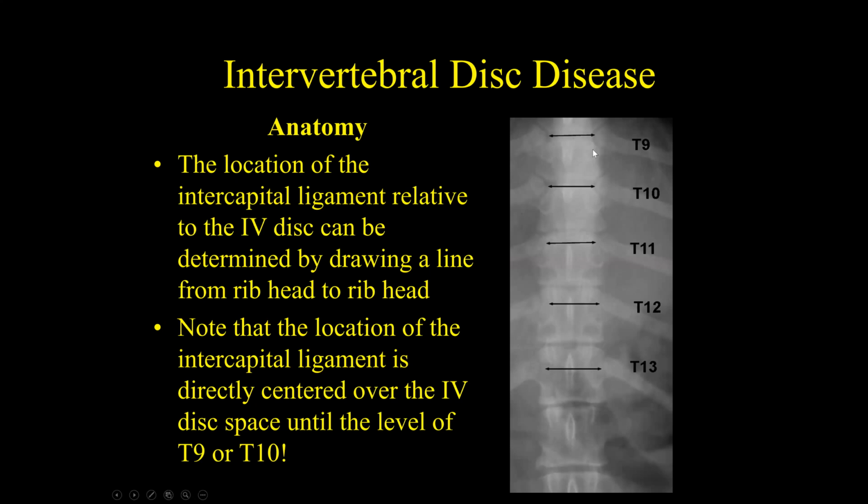Okay, here it just shows. So here's T9, here's the rib heads. This black arrow is where the intercapital ligament lives. And you notice here it's centered right over the disc space. So even if we had a protrusion here, it can't get up into the spinal canal because this intercapital ligament lives right over that space. But as we go further caudal and caudal, notice it's not aligned with the disc space. And so now if we have a disc protrusion here, that disc could go up and put pressure on the cord.